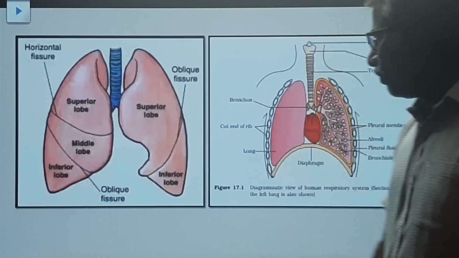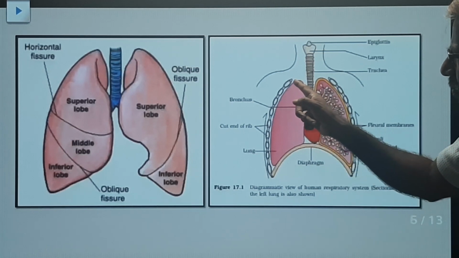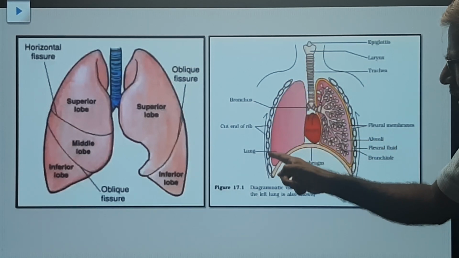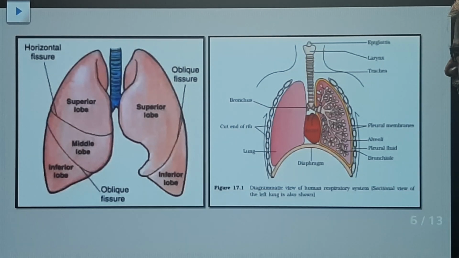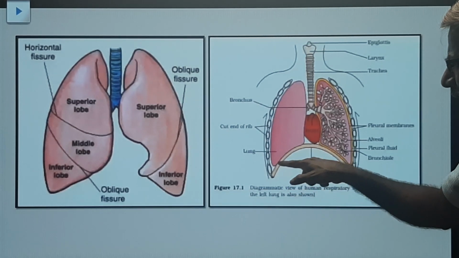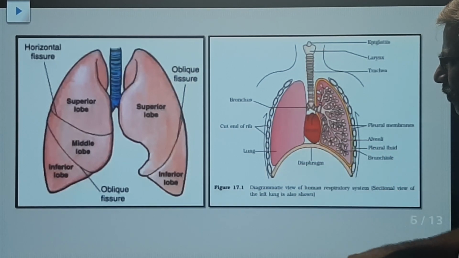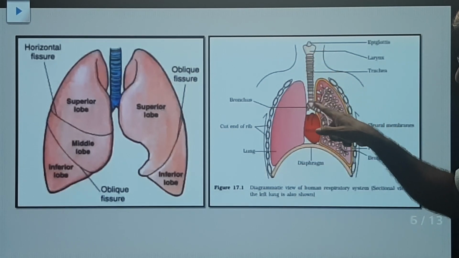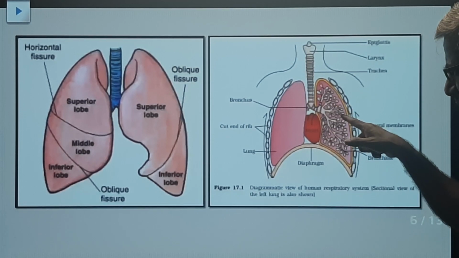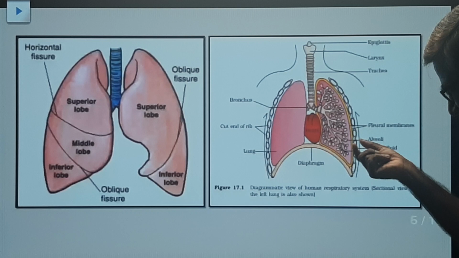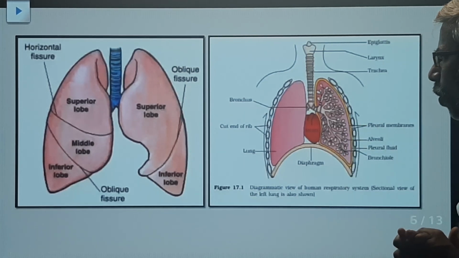Here in detail, these are the ribs, cut through. This is the diaphragm, the posterior part of the diaphragm. This is the trachea, bronchi, bronchioles, which finally open into balloon-like structures. These grape-like structures are called alveoli.